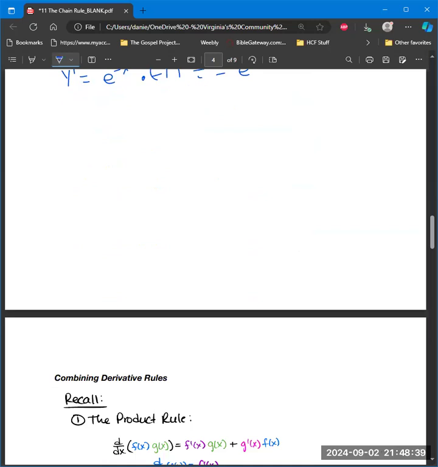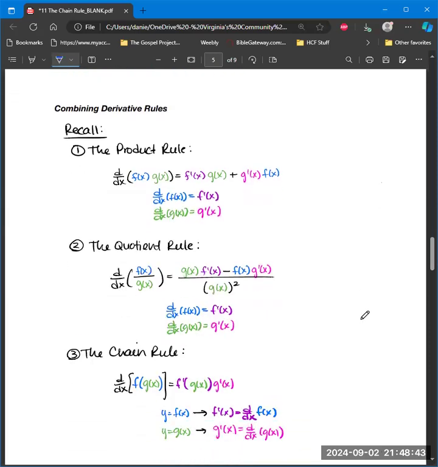Let's move on down here to this next part of our notes. Combining derivative rules. So the product rule, you can see there in all those nice pretty colors, that the derivative of f of x times g of x is equal to f prime times g plus g prime times f. And the quotient rule, the derivative of f of x divided by g of x is equal to f prime times g minus g prime times f, all over g squared.